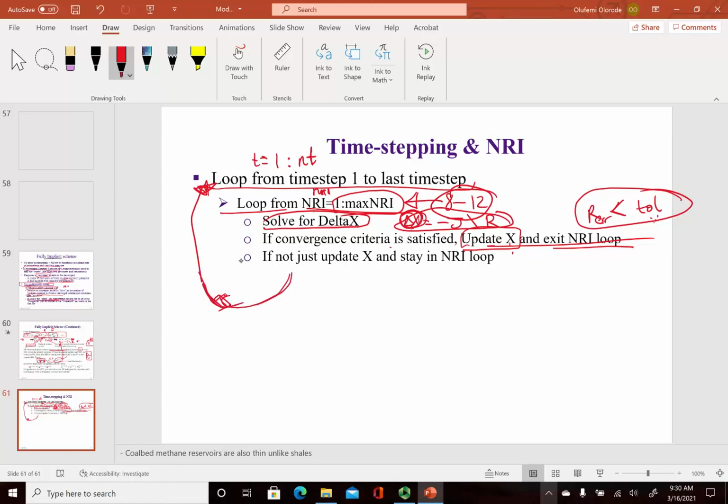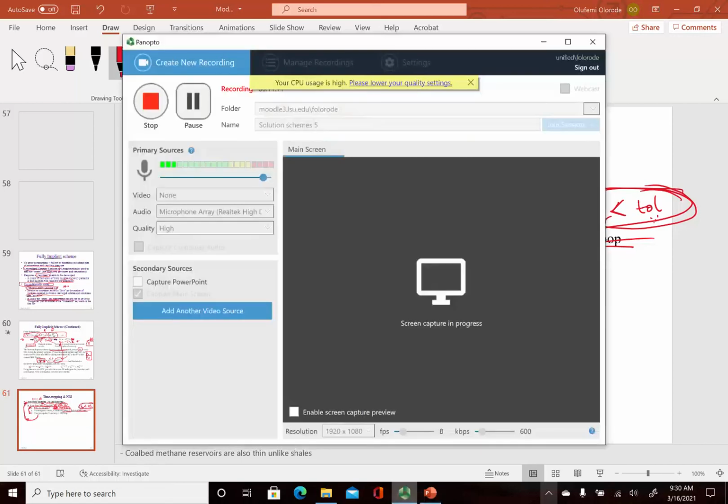If it does not converge, you stay within this loop and you keep doing this until the residual meets the tolerance. When it meets the tolerance, you're done with that time step. You have the solution for that time step. You move up forward one time step. So that's how the Newton-Raphson's method or iteration works.